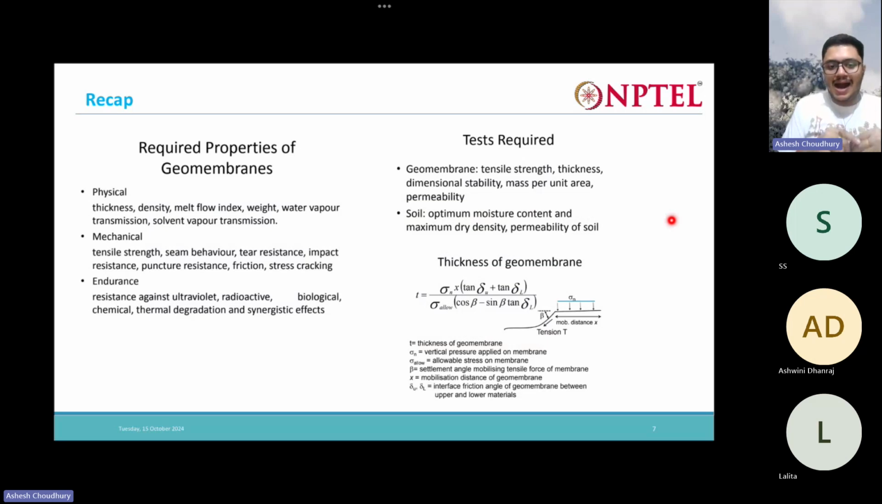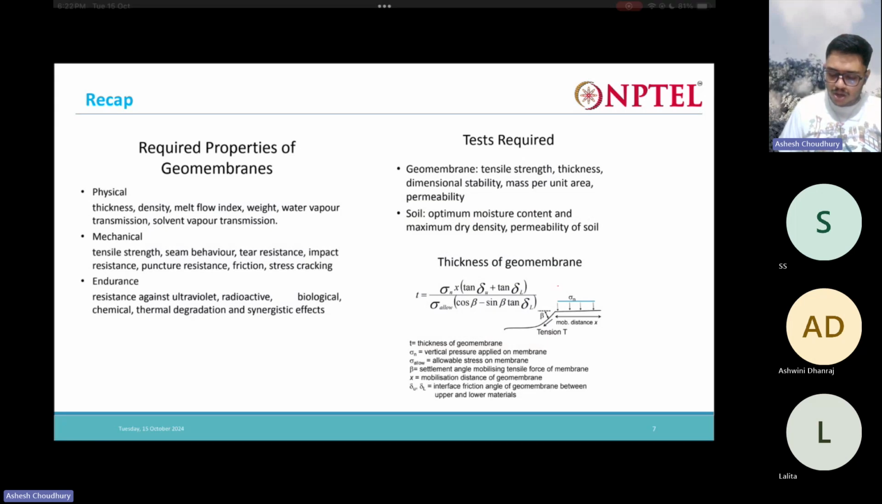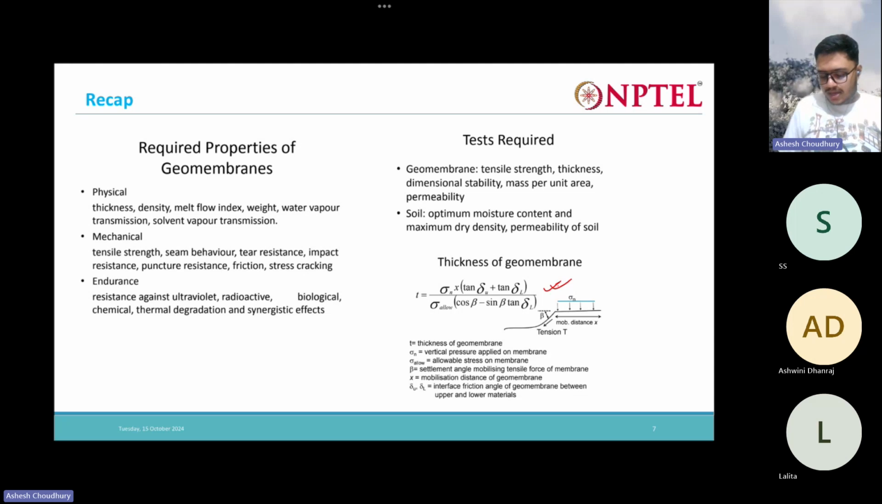Then how to get the thickness? How to determine the thickness of the geomembrane that you have to use? That is actually determined from here, using this expression. How we get this expression, we are going to see. Here you can see T is nothing but the thickness of the geomembrane that you have to choose, and how do you find that out? We will see the complete derivation later, and we will try to solve one problem also, just a few slides later.